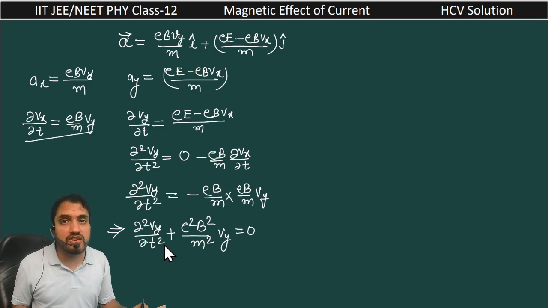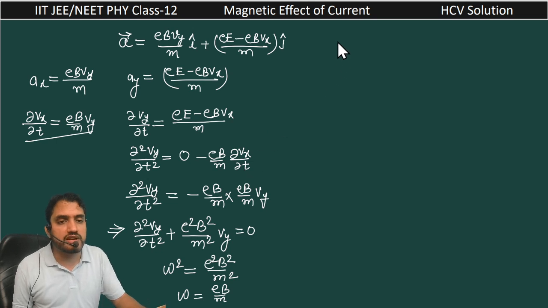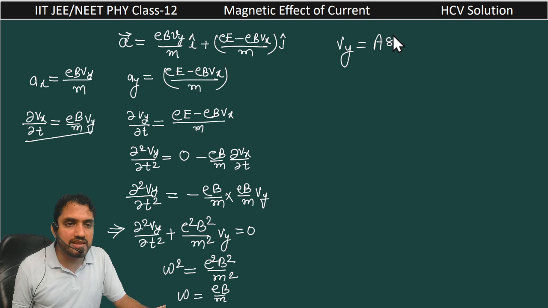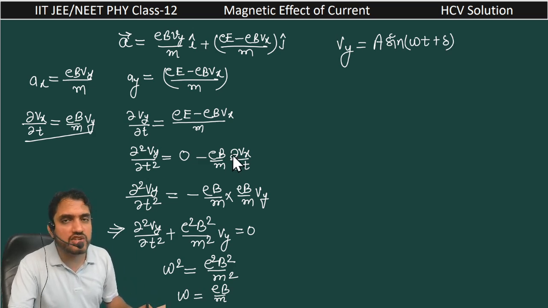And if you are comparing this equation with the equation of SHM, this term is omega square, that is angular frequency. So it is E square B square by M square. So now omega, the angular frequency, will be equal to E into B by M. Now the solution, that is Vy, is equal to A into sine. This A is the amplitude of velocity. So Vy is equal to A sine omega t plus delta. Now our next task is to find the value of A and the value of delta.